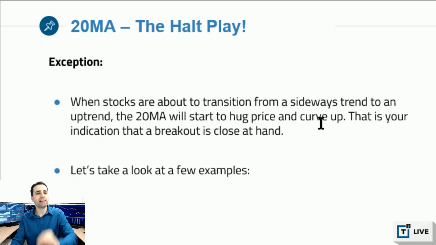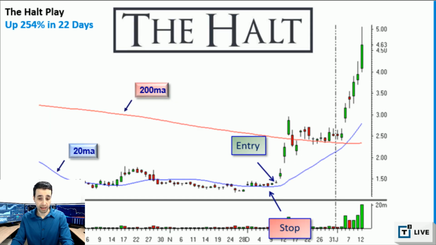With one big exception, which is what I call the halt play. When stocks are about to transition from a sideways trend to an uptrend, the 20 MA will start to hug price and curl up. That's your indication that a breakout is close at hand. So up, down, through the 20, and finally up, and couldn't come back down. The 20 MA captured the price, halted it. That's when you know the stock is about to transition higher.